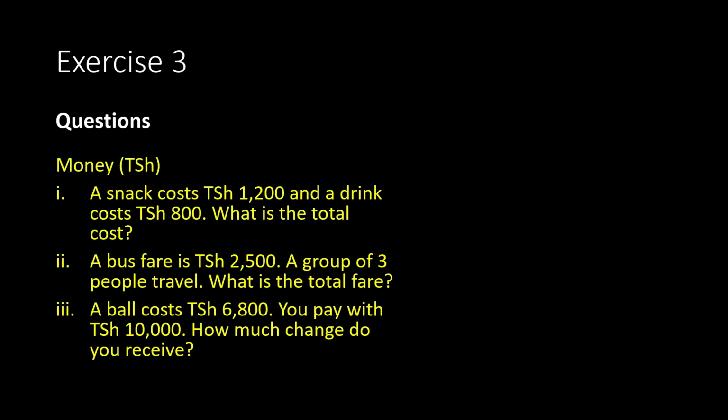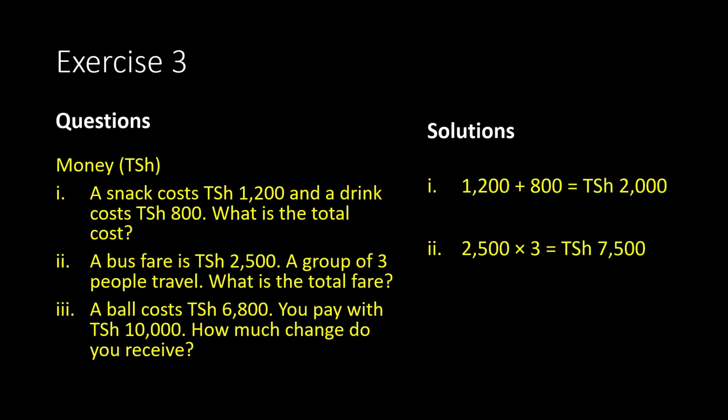Now pause the slideshow and have a go at these exercises. They focus on money in Tanzanian shillings. Remember to write the currency clearly as TSH. The solutions will be released one at a time so you can check your answers as you go along. Pause the slideshow whenever you need to. In part 2, we multiply because the fare is repeated for each person.